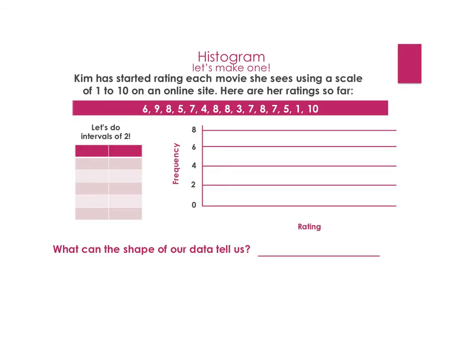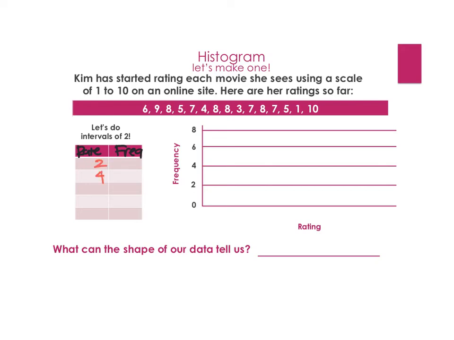Okay, so here it says, Kim has started rating each movie she sees using a scale of 1 to 10 on an online site. Here are her ratings so far. Okay, so over here, I already made our graph. I put rating on the x-axis, frequency on the y-axis, and here are my numbers. All right, so it says, let's do intervals of 2, okay? So I'm going to fill it in with rating. I'm going to just put "rate" because I can't fit it all in. And then frequency, I'm going to put "FEQ." All right, so great. So I'm doing intervals of 2, right? So let's go ahead and let's count by 2s.